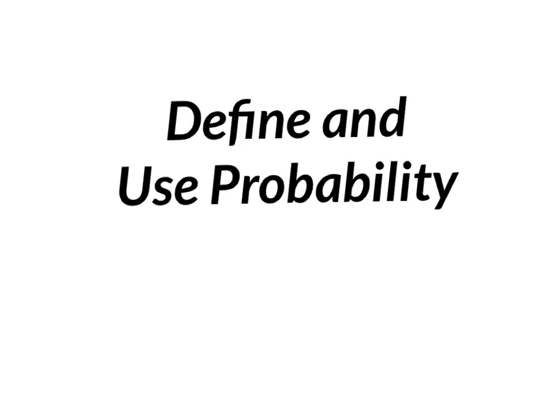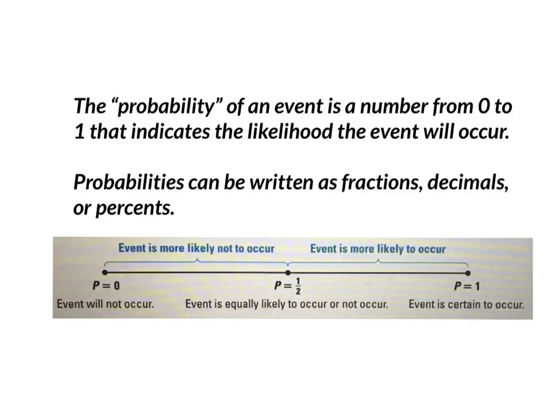All right, guys, we're going to define and use probability. Start some probability study here, and here we go. The probability of an event is a number between 0 and 1 that indicates the likelihood that the event will occur. So probability is the chances something will happen.